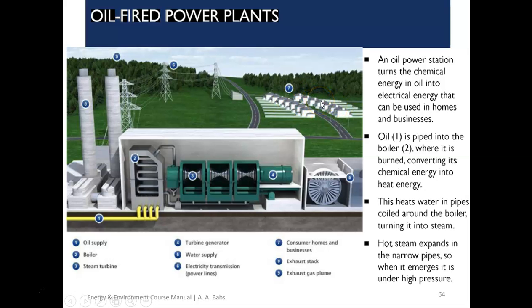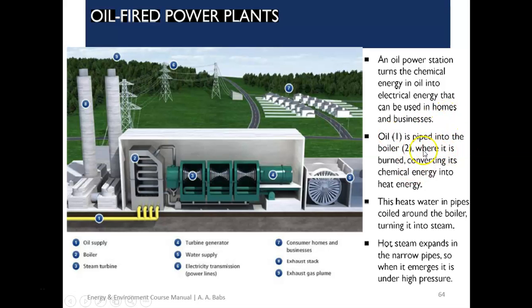And then we have the exhaust stack. This is the exhaust stack. We also have the exhaust gas plume, which is exactly what we write right at the top here. So these are some of the popular components of the oil-fired power plant. An oil power station turns the chemical energy in oil into electrical energy that can be used in homes and businesses.